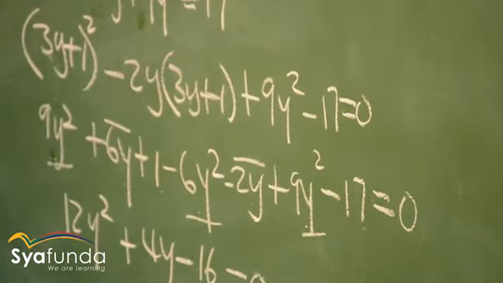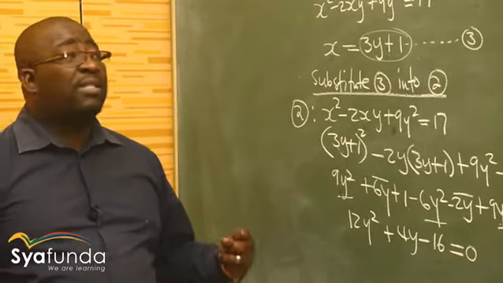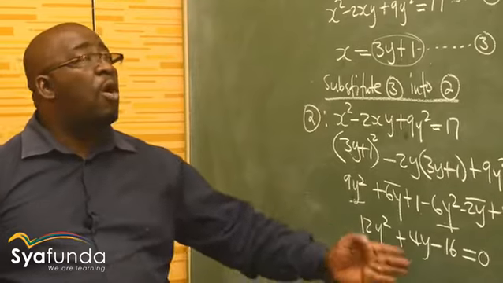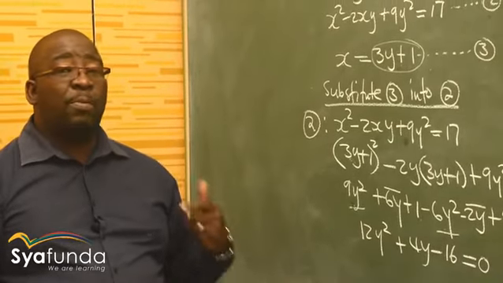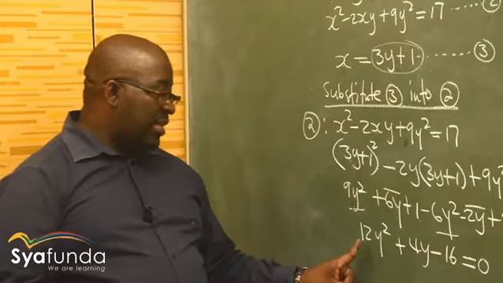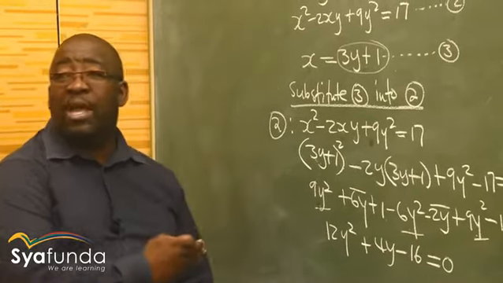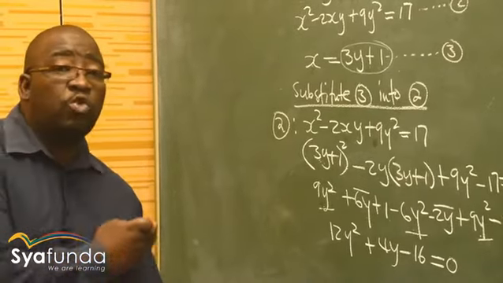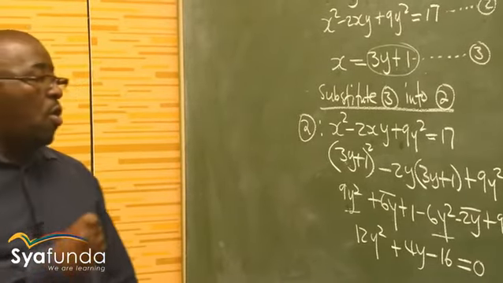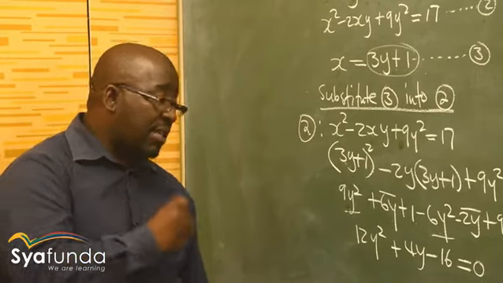I'm glad that we've done a problem like this, because it is important that once we have it in this form, we factorize. Ax squared plus bx plus c. We can see that this is a, this is b, and that is c. In this case, a is 12, b is 4, c is minus 16.